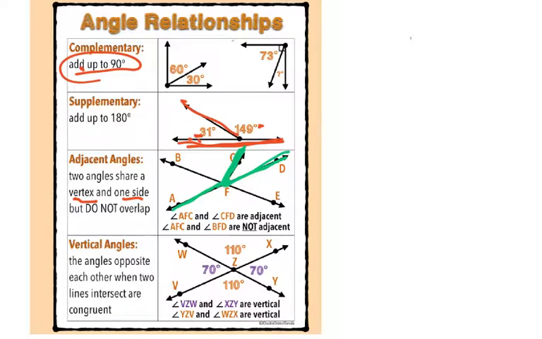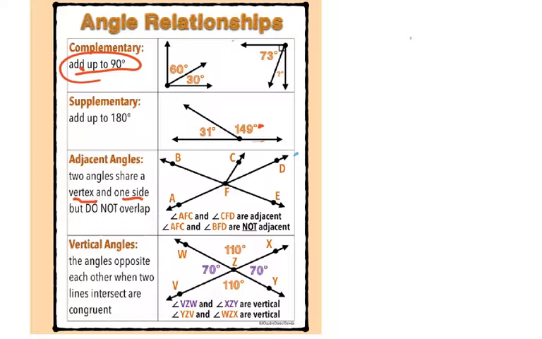Now you can see here, I'm going to go blue on here, AFC and BDF are not adjacent because they don't share a side. So those ones would not be adjacent. You have to share a side to be adjacent and have the same vertex.